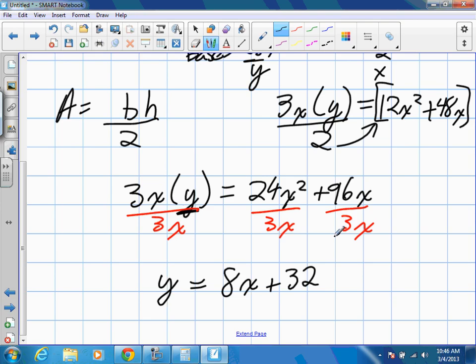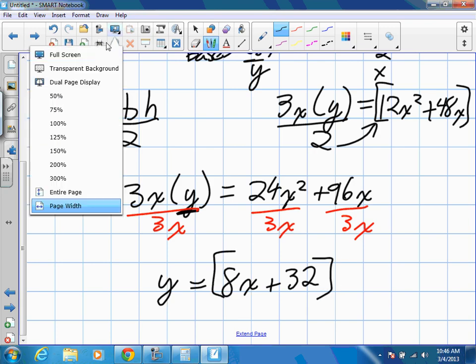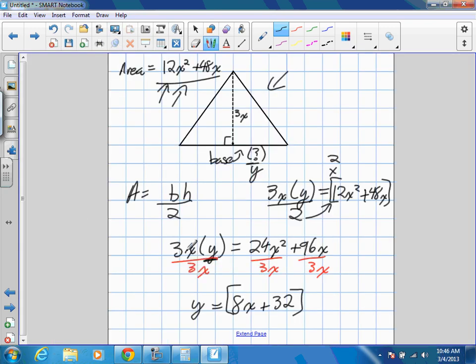So the area of this one is a little more complex. We had to think of the area of a triangle before we could get started. It's still the same idea. We're dividing values by a common factor, you could say.